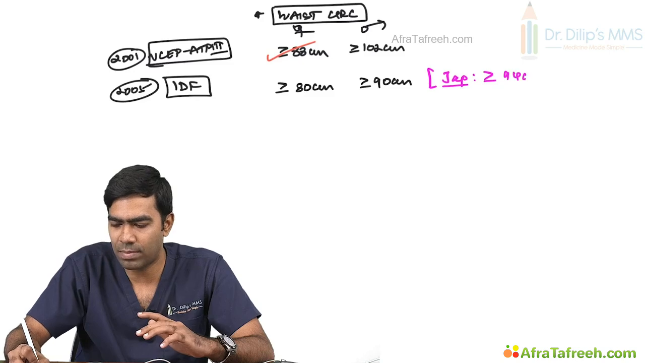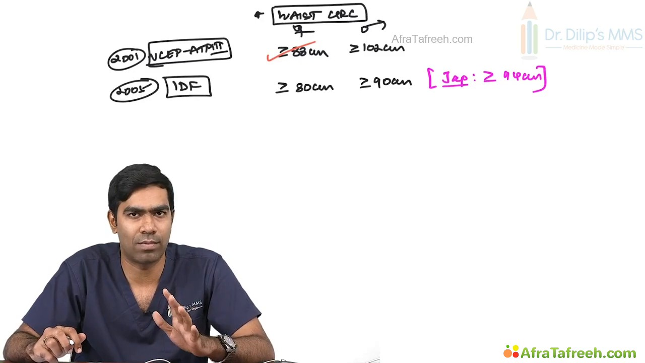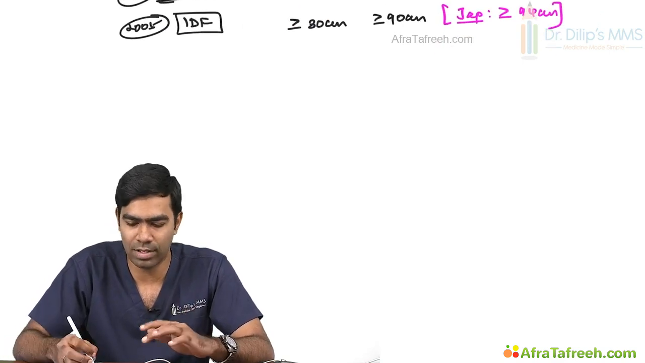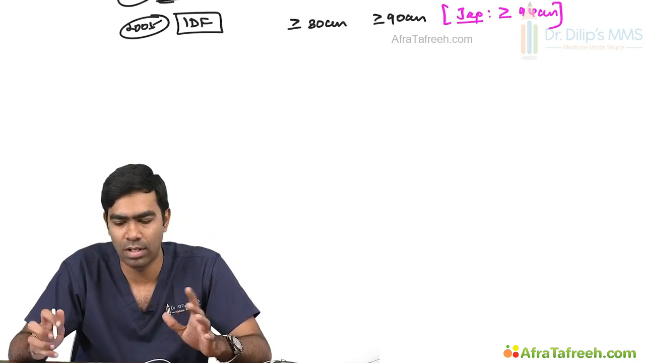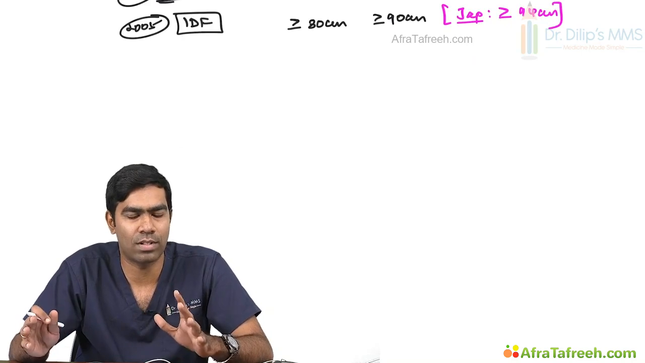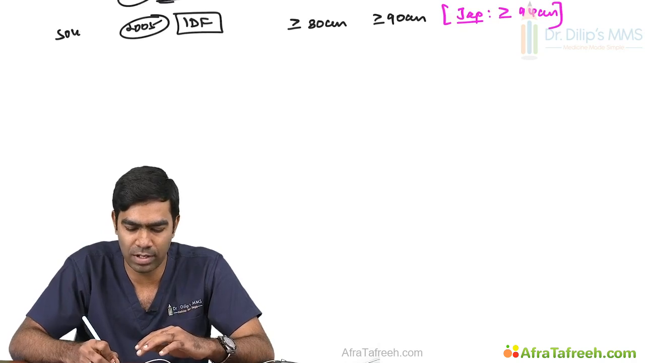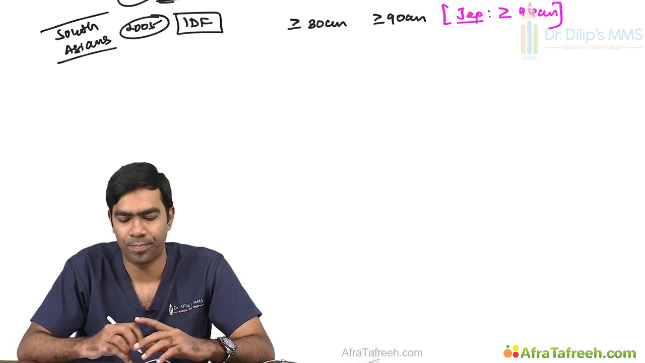That is, for Japanese males, if it is more than 94 centimeter, that is suggested to be increased waist circumference. For Japanese males alone, they are given a separate cutoff. But overall, for all others, more than 80 centimeter in females and more than 90 centimeter in males is what we consider as an increased waist circumference. And this is specifically titrated to South Asian population.